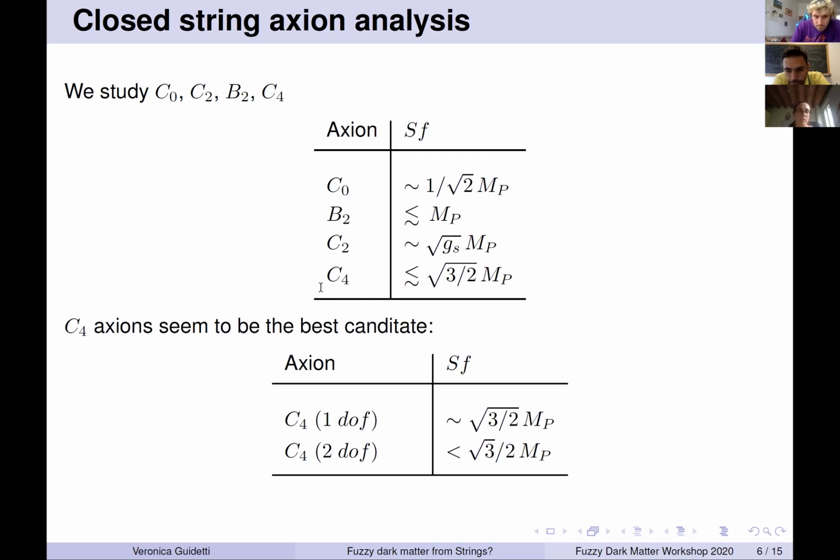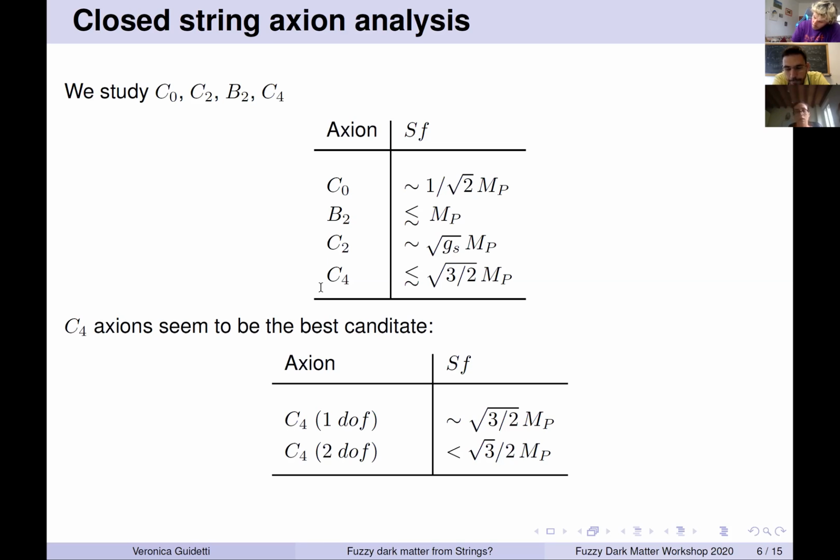So we decided to study 2 kinds of geometries. It will be clear in a moment that the best candidates for being fuzzy dark matter are the closed string axions related to the overall volume. So we restricted our study to 2 simple setups. In the first case, the overall volume of the extra dimensions is parameterized by a single field. In the other case, it is parameterized by 2 different fields.